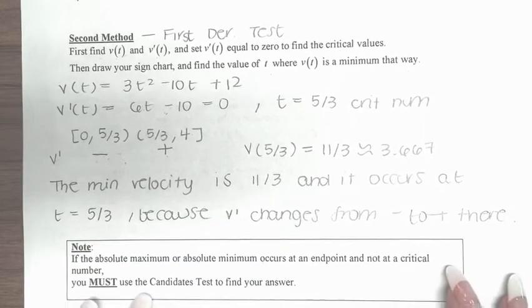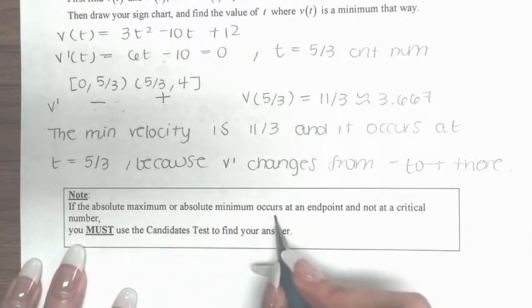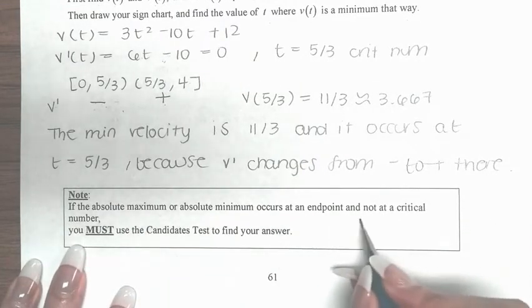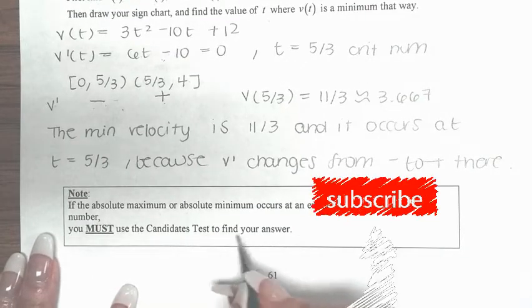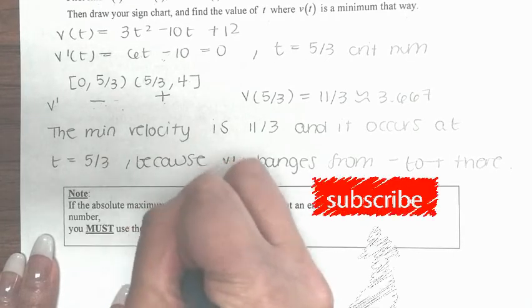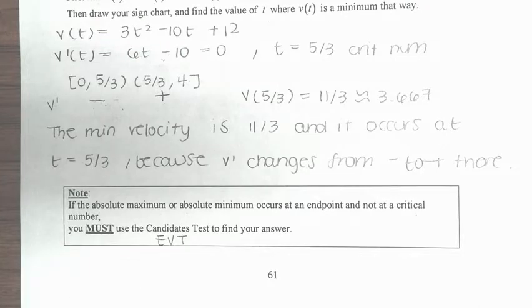Please note something that is super important. If the absolute max or min happens at the endpoint and not in a critical number, you must use the candidate's test or EVT. So I highly recommend you, if possible, use the candidate's test. My first shot is always the candidate's test in this situation, but you can also solve it via the first derivative test in case that you don't have the closed interval.